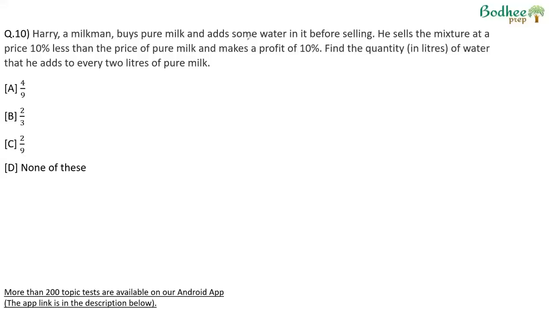Harry, a milkman, buys pure milk, adds some water in it before selling. He sells the mixture at a price of 10% less than the price of pure milk and makes a profit of 10%.